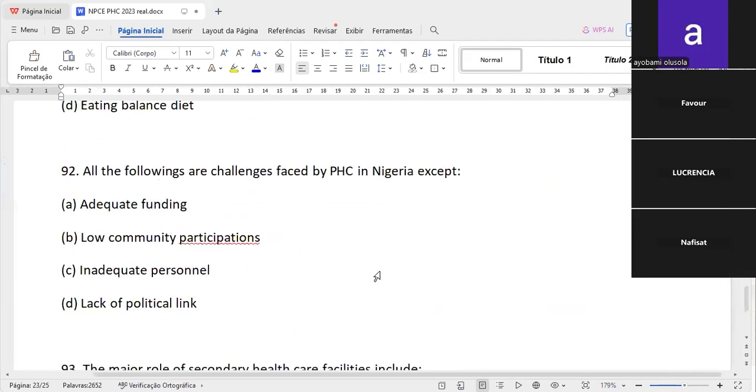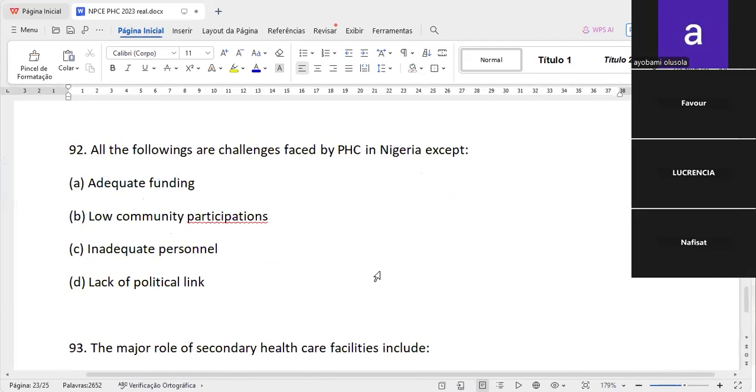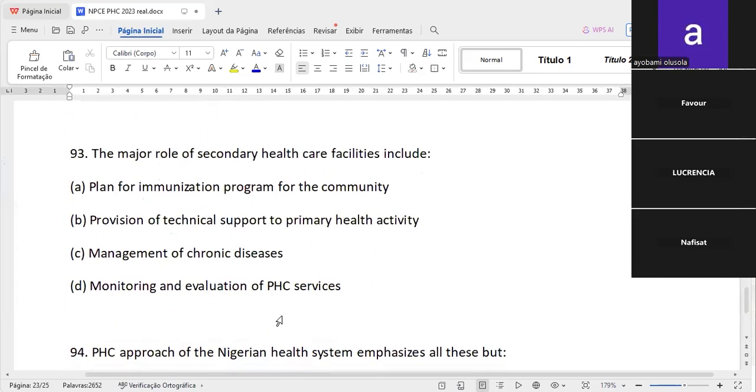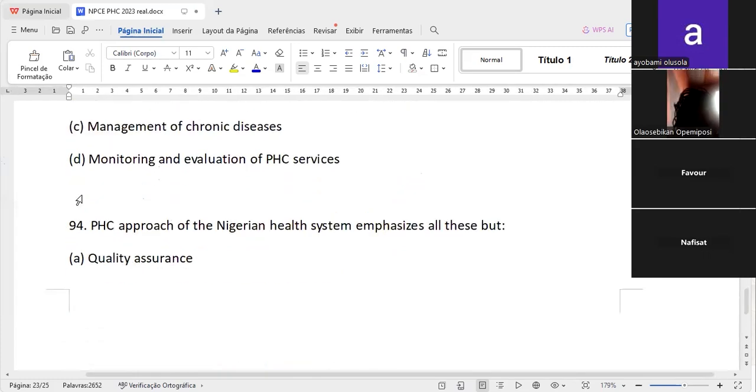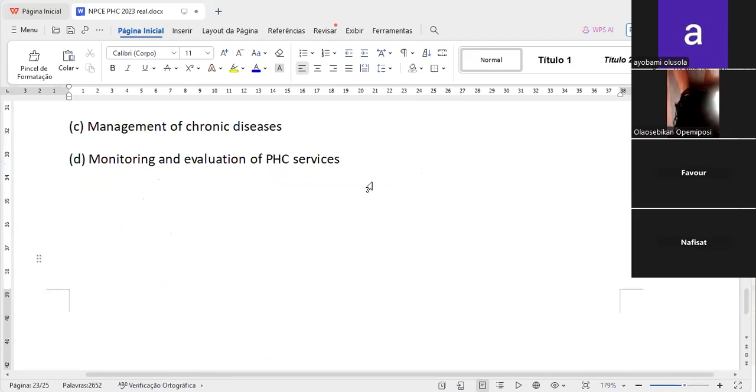All the following are challenges faced by PHC in Nigeria, except adequate funding. The major role of secondary healthcare facilities includes management of chronic disease. Let me take this to the next line.